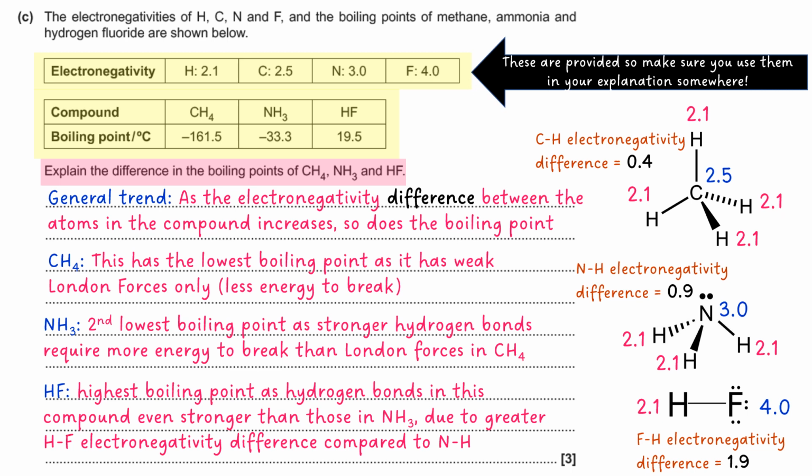But what about the difference between NH3 and HF? They both have hydrogen bonds present, but clearly there's a significant difference in their boiling points. Hydrogen fluoride has the highest boiling point because these hydrogen bonds are even stronger than the ones found in ammonia. And this is down to the greater difference in electronegativity between hydrogen and fluorine compared to the difference in electronegativity between nitrogen and hydrogen in ammonia.